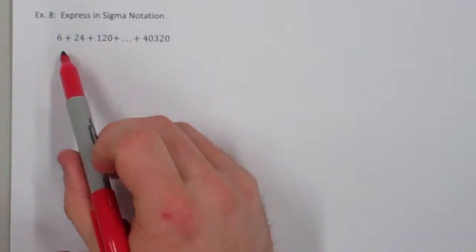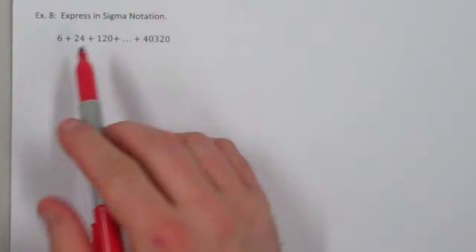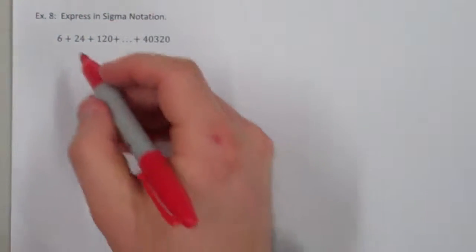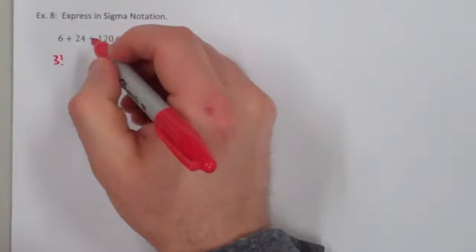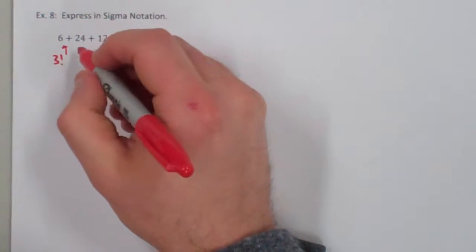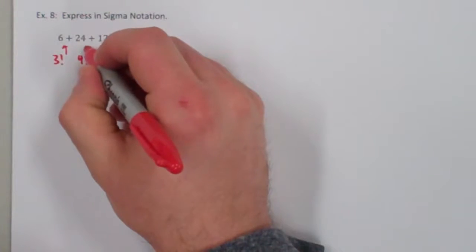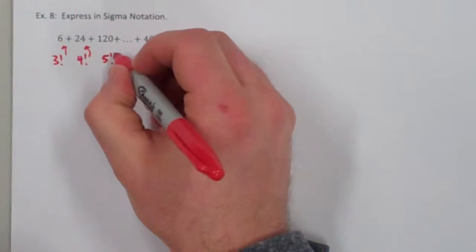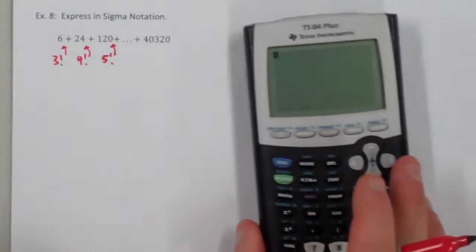For example 8 here, we need to express this wonderful little series in sigma notation. And if we look at these numbers, you'll start to recognize these first numbers here, 6, 24, and 120, as being factorials. So 6 is 3 factorial, 24 is 4 factorial, and then 120 would be 5 factorial. So we need to figure out how far this is going to go.